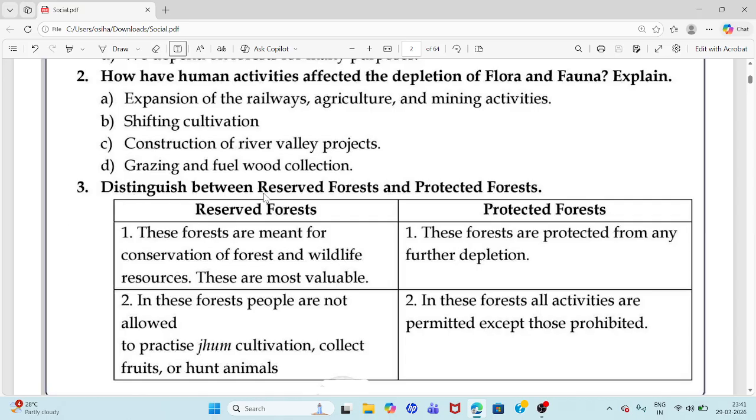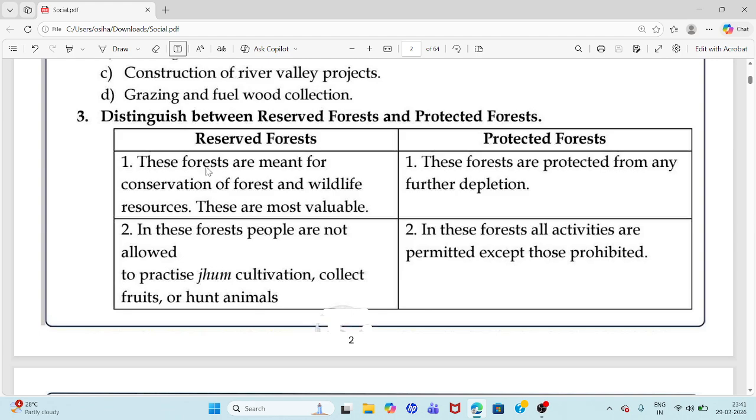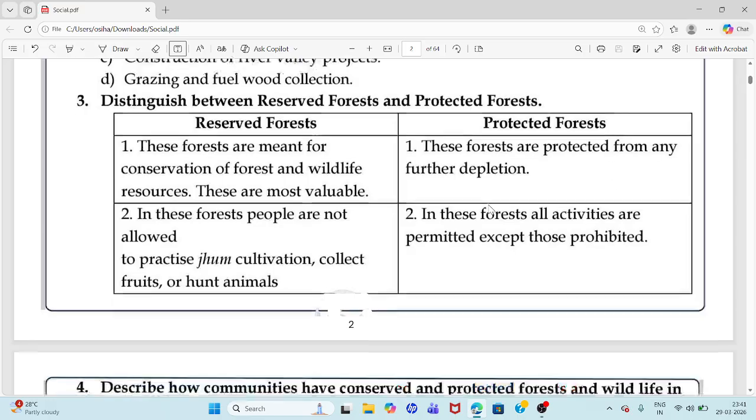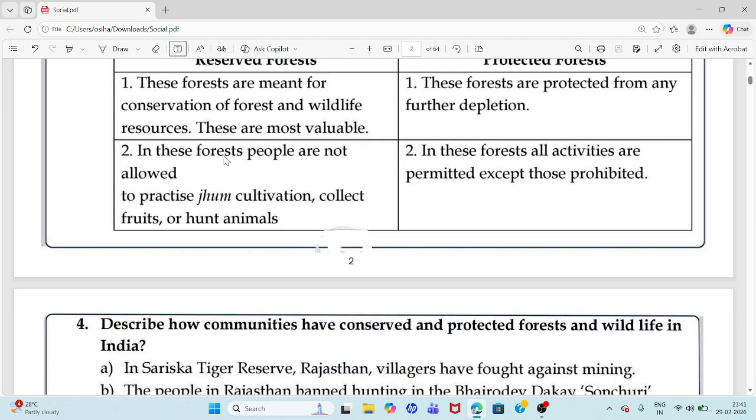Third question. Distinguish between reserved forest and protected forest. You have to write the difference between reserved forest and protected forest. Reserved forest: these forests are meant for conservation of forest and wildlife resources. These are most valuable. Reserved forests are most valuable. These forests are protected from any further depletion. In these forests, people are not allowed.